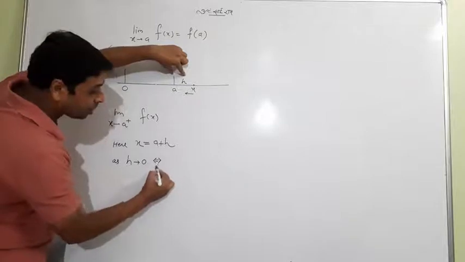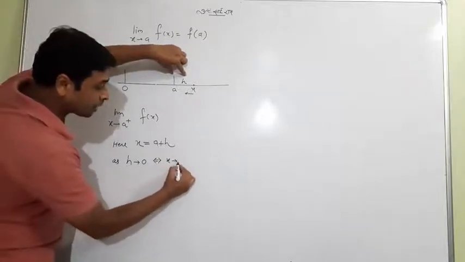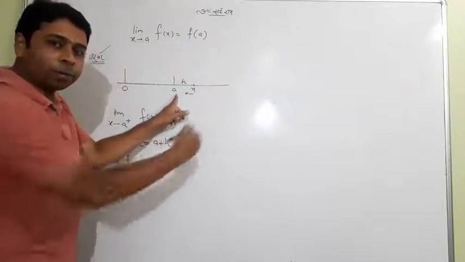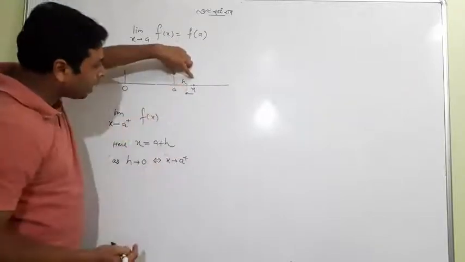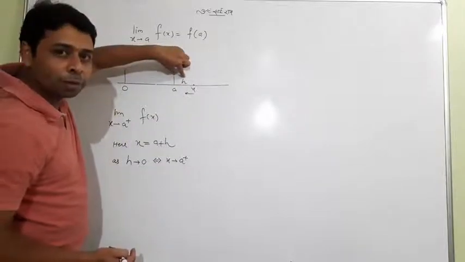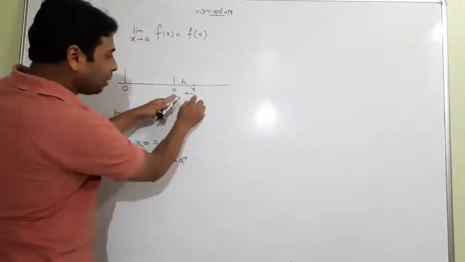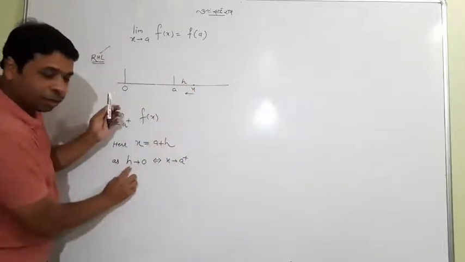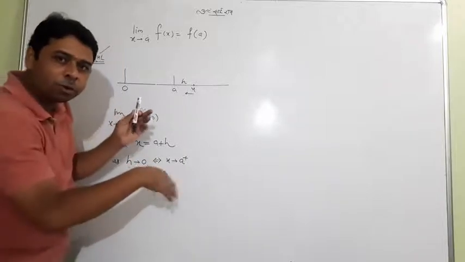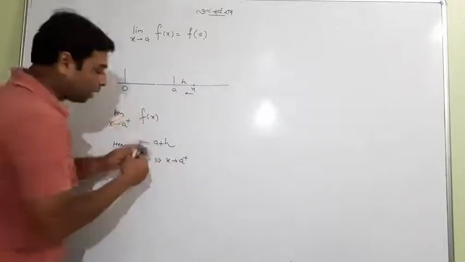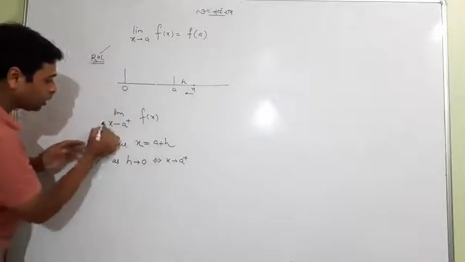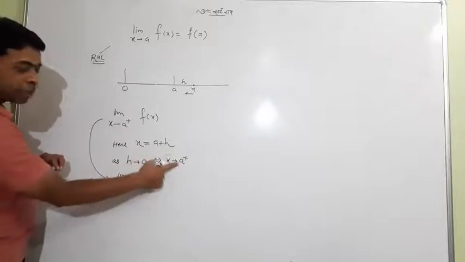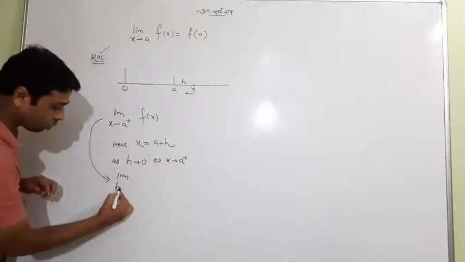When h is decreased, what is happening? Actually x is coming to a from the right direction. Look properly: when x is coming to a from the right direction, only then is h getting 0. x is coming slowly to a, h is getting reduced. So when h is getting reduced, h is getting 0, then x is coming to a. Instead of x tends to a plus, I want to write h tends to 0.